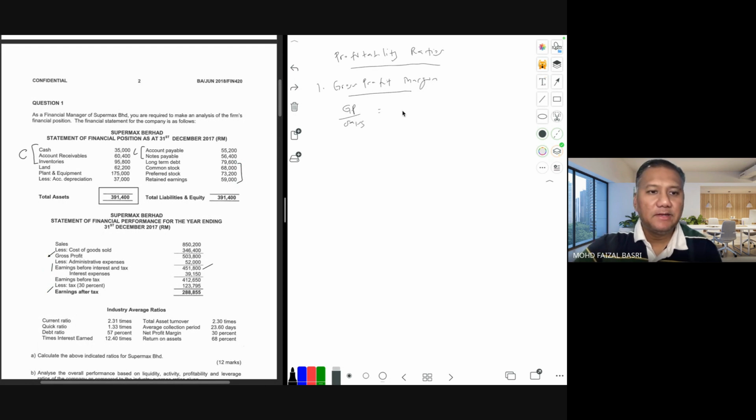So gross profit dia adalah 503,800 and we divide with the sales of 850,200. Okay, times 100 to get it in percentage. So 503,800 divided by 850,200. So about 59.26%.